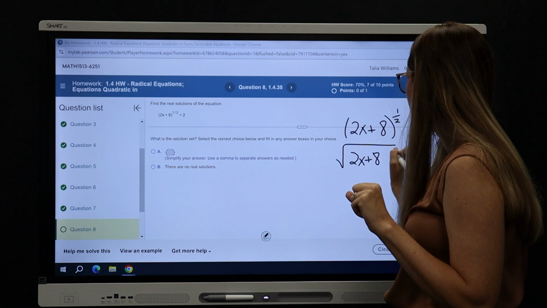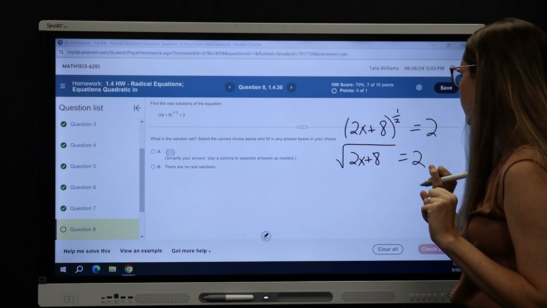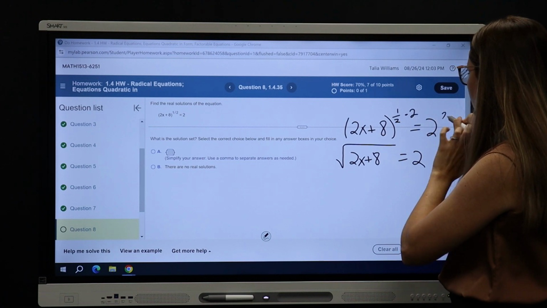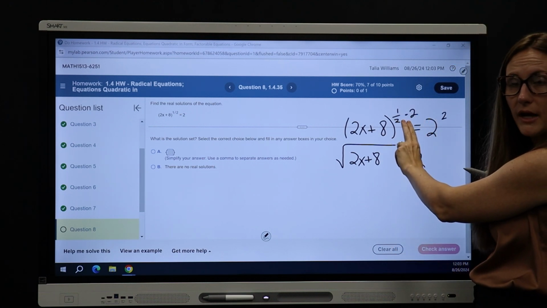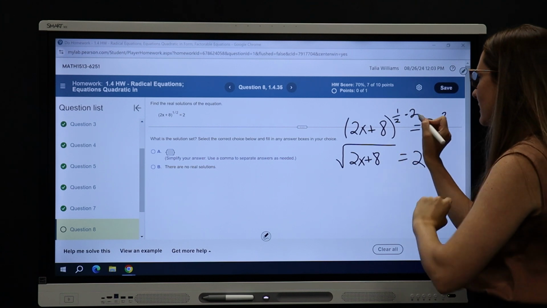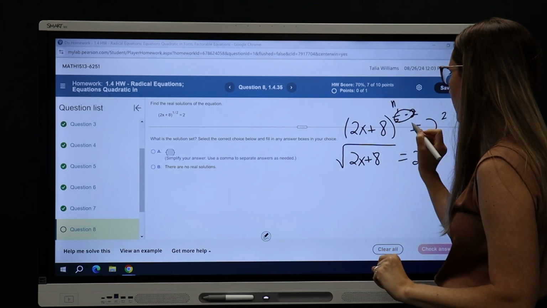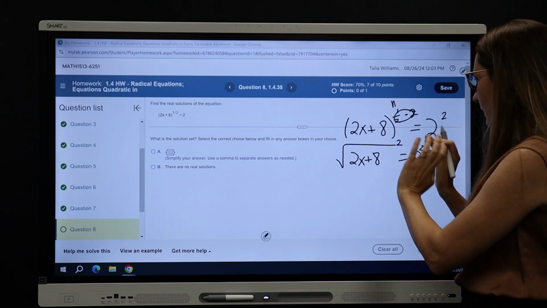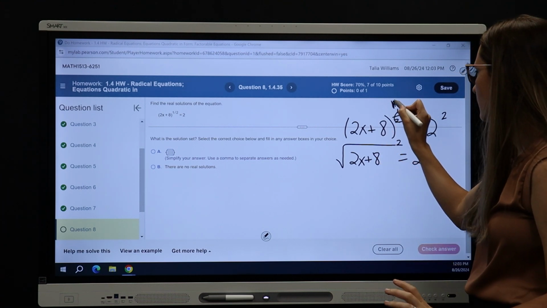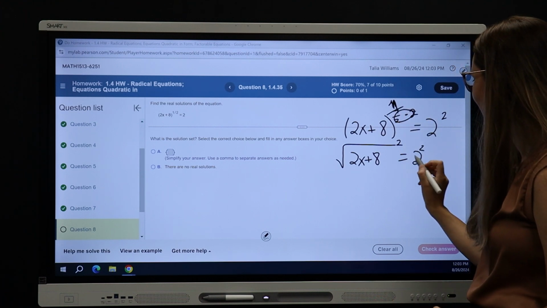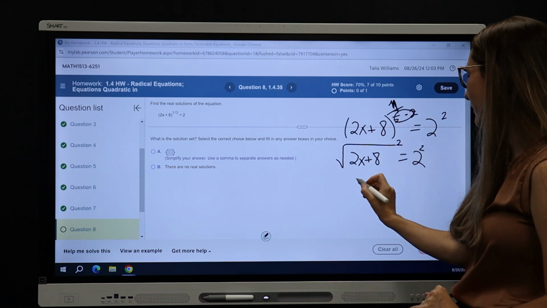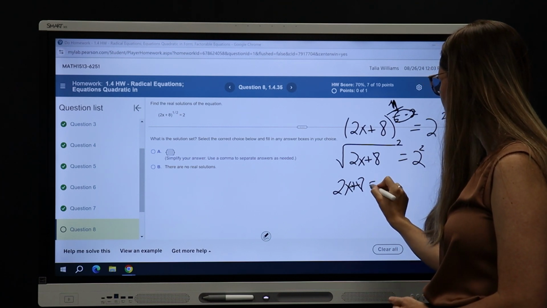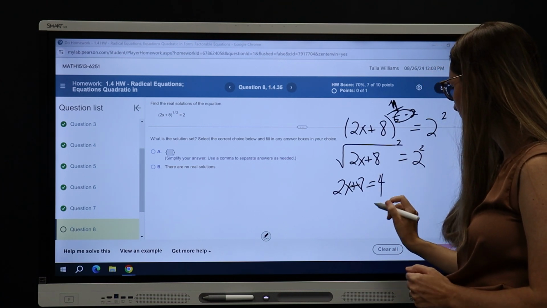So whichever way you want to work it is fine, because if I say I'm squaring here, your exponent rules, you'd multiply them. So 2 times 1/2 makes this 1. And so either way, when we square these, it does the exact same thing. This is supposed to be 1. So when I square this square root, we end up with 2x plus 8 equals 2 squared is 4.